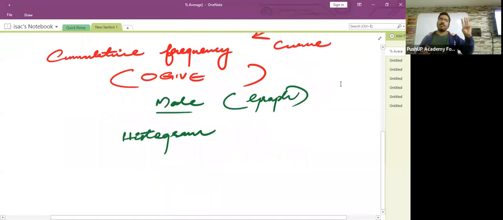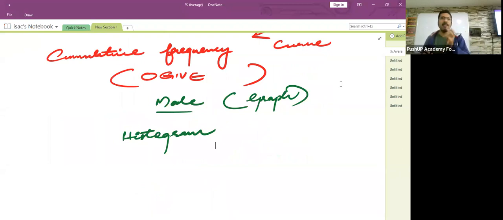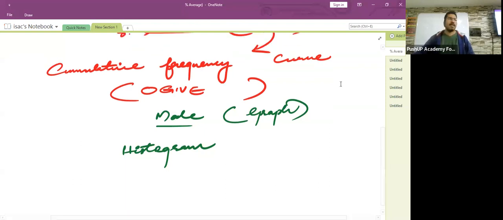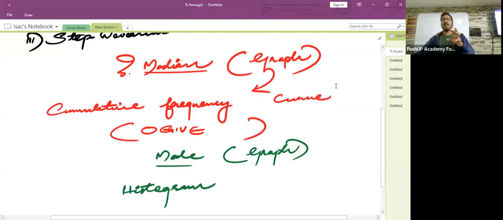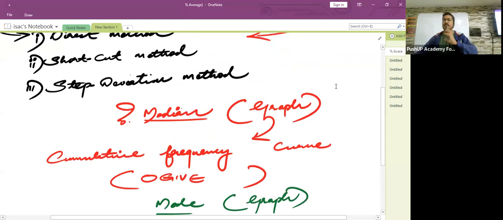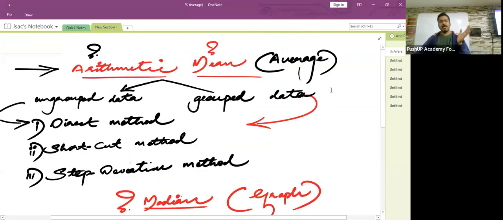Now, children, the third topic that you're going to learn in this chapter is mode. How do we find the mode of a data or a grouped data? By drawing a graph. And what kind of graph are you going to draw to find the mode? It is going to be a histogram. Are you getting it? So these are the 3 different topics which you have to cover. So we are going to start with arithmetic mean, which may take around 2 to 3 full sessions. After that, we will do median and then we will do mode.